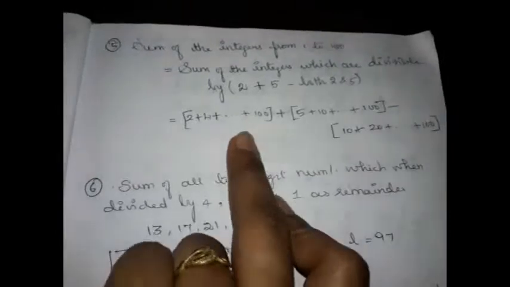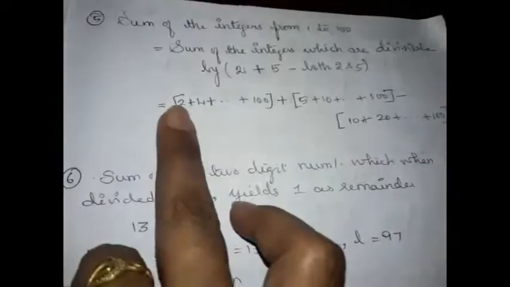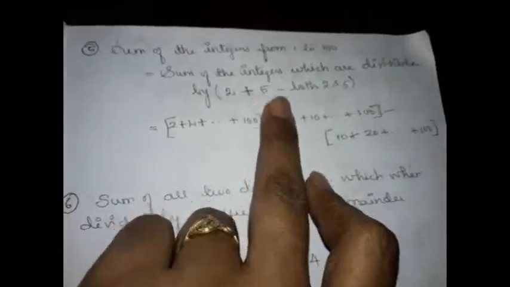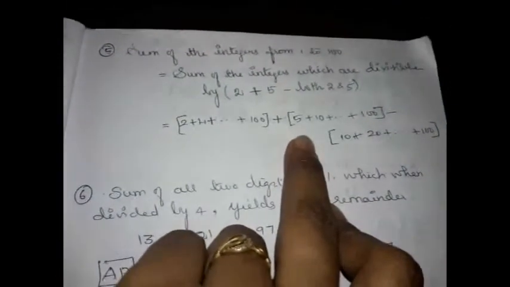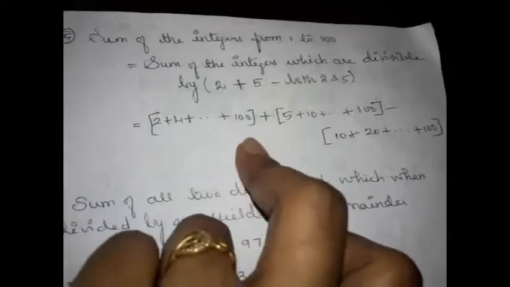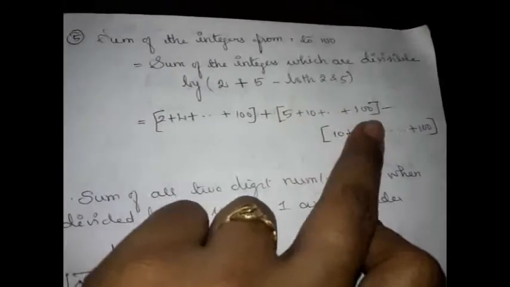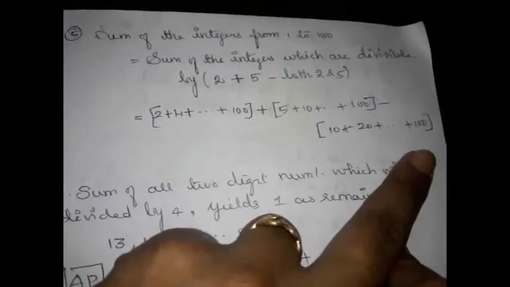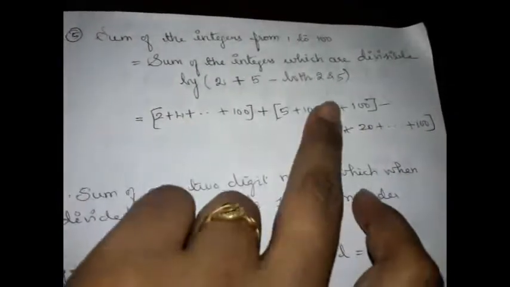So what are the integers divisible by 2 between 1 and 100? 2, 4, 6 till 100. What are the numbers divisible by 5? From 1 to 100, actually it is not between, it is from 1 to 100, so you can include your 100 as well. 5, 10, 15 etc. till 100. Which are the numbers divisible by both 2 and 5? 10, 20 etc. till 100. So you need to find Sn of this, Sn of this, and then Sn of this, and then you have to add these two and subtract this.